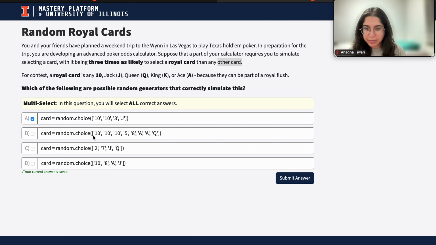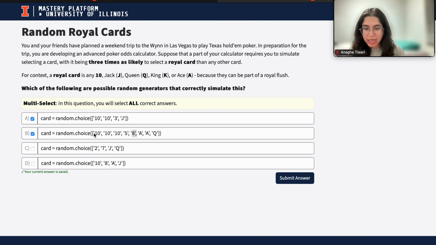When we move on to B, we can see how many occurrences of a royal card are here. Well, there are 3 occurrences of a 10, 2 of an ace, and 3 of a queen. So there are actually 6 occurrences out of 8 total values. So the probability of choosing a royal card here is 6 out of 8, or 3 out of 4. And the probability of choosing any other card, let's say a 5 or an 8, is going to be 1 out of 4.